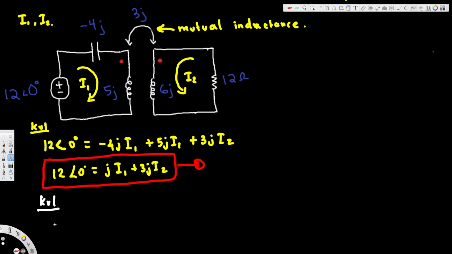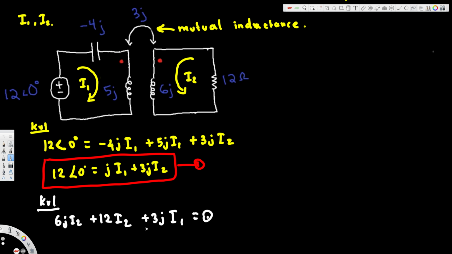Now this is going to be 6j I2, then this I2 is entering this 12, so this is going to be plus 12 I2, and then the mutual inductance. Now you have to look at the mutual inductance in this circuit. Since we assume the same direction as this dot, this is going to be plus 3j I1. Okay, and that's equal to 0, and that's all we have to know.